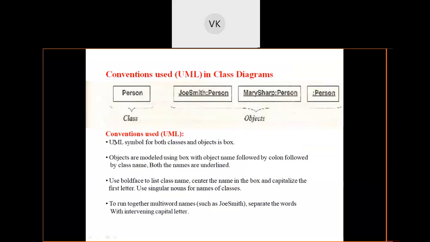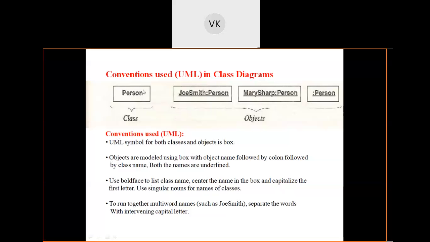Next, UML conventions. We are going to use the UML notations for writing the class diagrams, state diagrams, and interaction diagrams here. Okay, UML, Unified Modeling Language, is going to give the symbolic notation for designing the model of the application. By using these notations we are going to model the application. Yes or no?